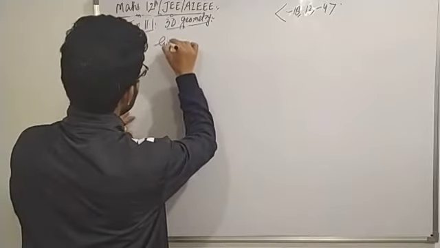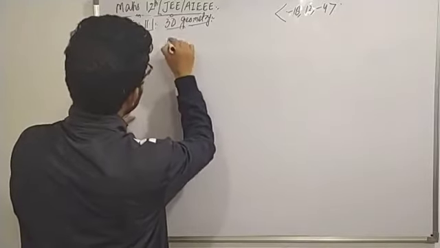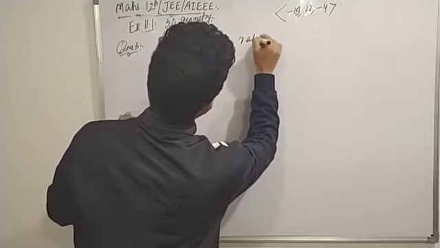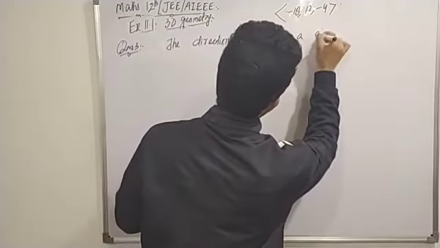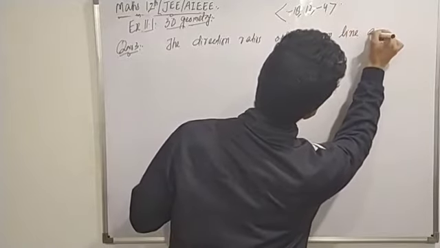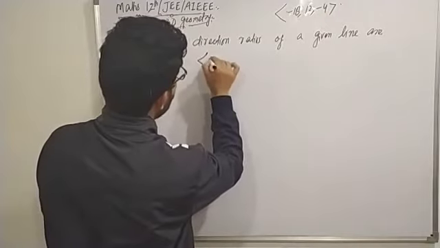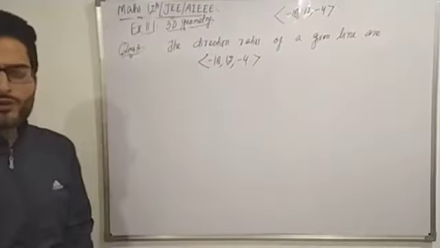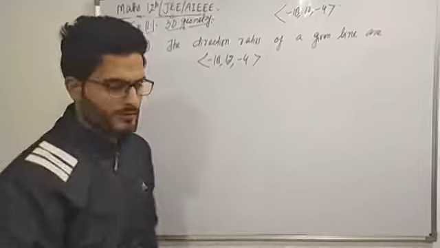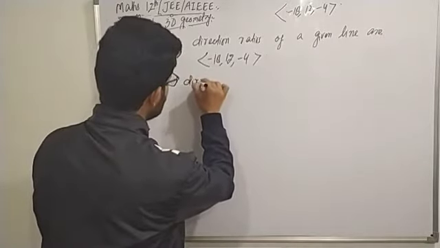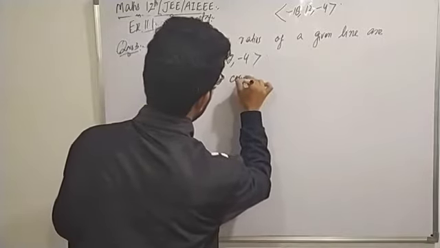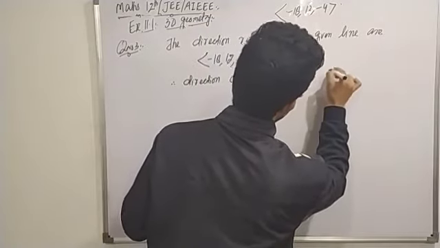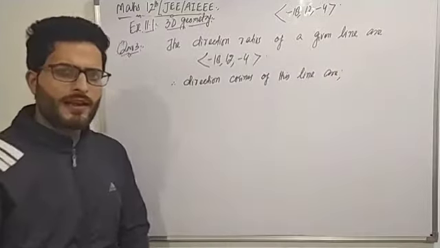Given: the direction ratios, also called direction numbers, of a given line are the ordered 3-tuple of minus 18, 12 and minus 4. These are the given direction ratios of the given line, so we need to calculate the direction cosines. Therefore, the direction cosines of this line are, what will they be?